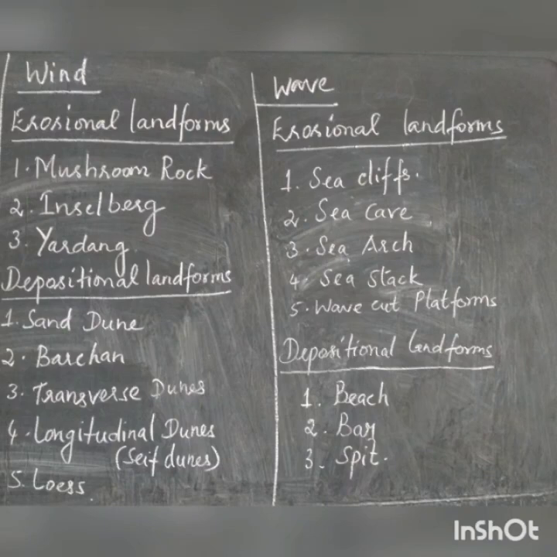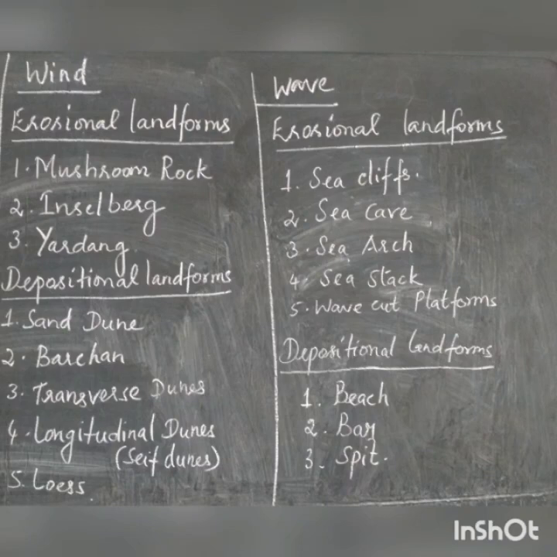Next, we move on to the last agent of gradation, waves. Waves are the up and down movement of the surface of water. The upward part is called the crest and the downward part is called the trough. Sea waves are also powerful agents of gradation, and their erosional, transportational and depositional processes are confined to a very narrow belt along the coastal region.